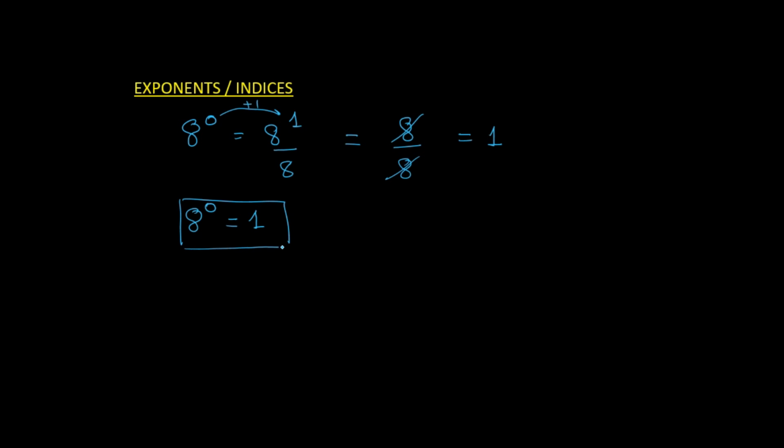Okay, this is true for any number. Any positive number, negative number, fractional number raised to a power 0 will always give you a 1. So there is a very important law of exponent which says that anything raised to the power 0 is 1. And what is that anything? X. X raised to the power 0 is always 1. Okay, this is a law of exponent.